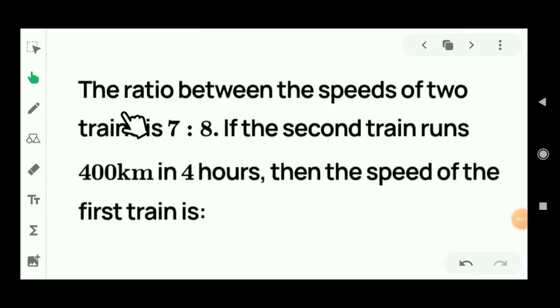Next question is, the ratio between the speeds of two trains is 7:8. Students, you can see here the speeds of two trains are given, 7 is the speed of the first train and 8 is the speed of the second train. If the second train runs 400 km in 4 hours, that means the distance traveled by the second train is 400 km and time taken is 4 hours, then the speed of the first train will be?